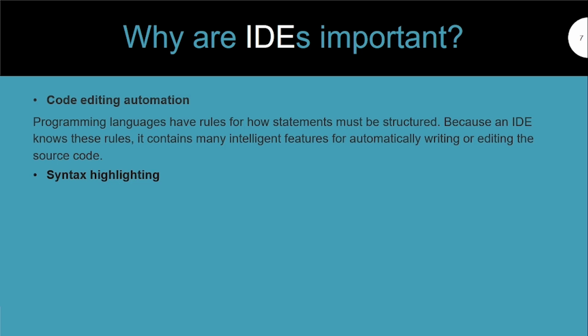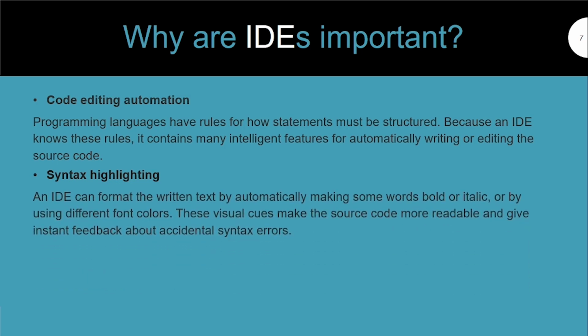The second one is syntax highlighting. An IDE can format the written text by automatically making some words bold or italic, or by using font colors. These visual cues make the source code more readable and give instant feedback about accidental syntax errors.